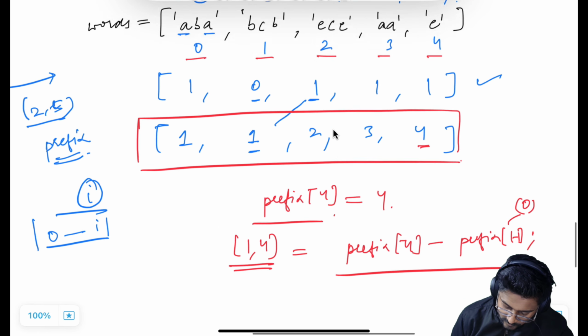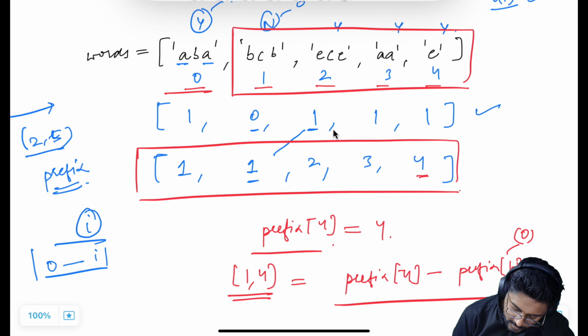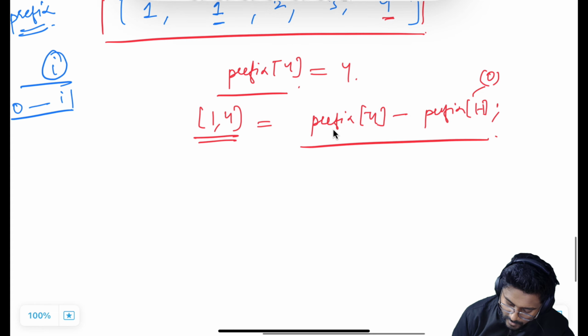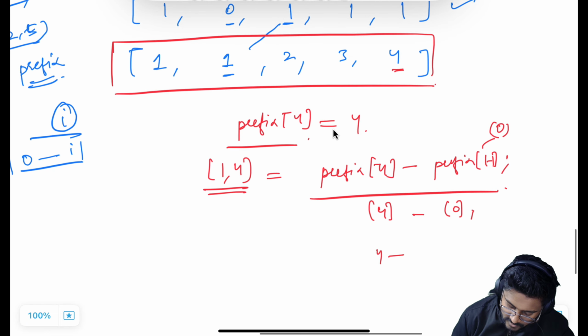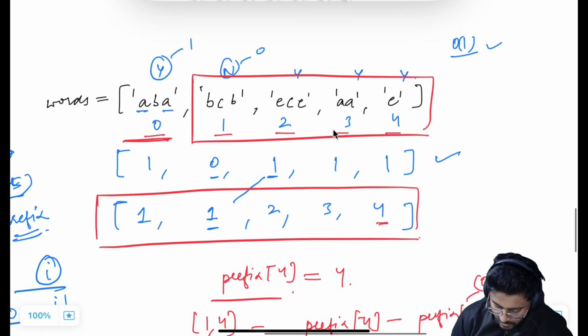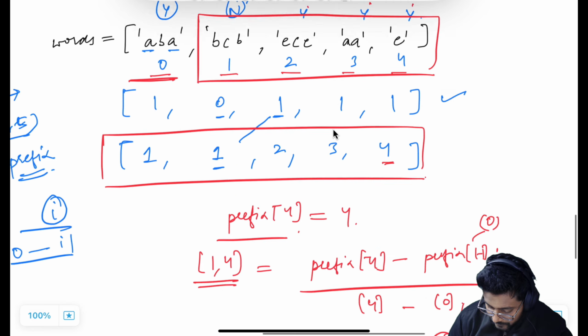So prefix of 1, 4 is this one, 1 to 4, and this I have to subtract. So it will be prefix of 4 minus prefix of 0, and it can give me the answer. Prefix of 4 is 4. Prefix of 0 is 1. The answer is 3. Okay. You can also check, there is 3 in this case.